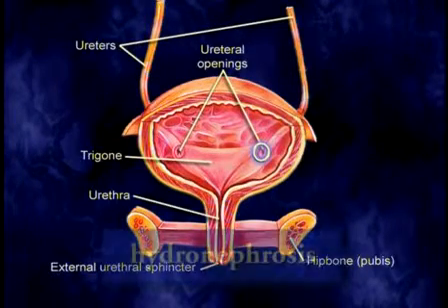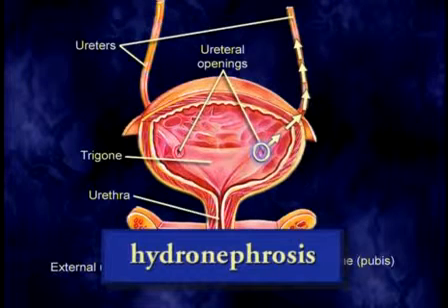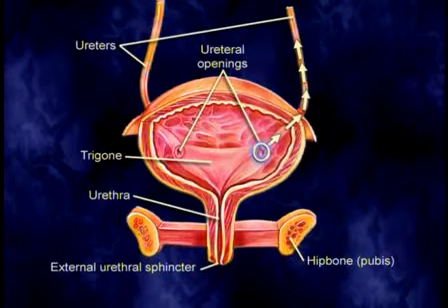When it does, that's called hydronephrosis. It can be serious, it can cause infections, and severely damage the kidney, so the kidney doesn't function very well. The bladder is another organ. It's located in the midline, just behind the pubis.